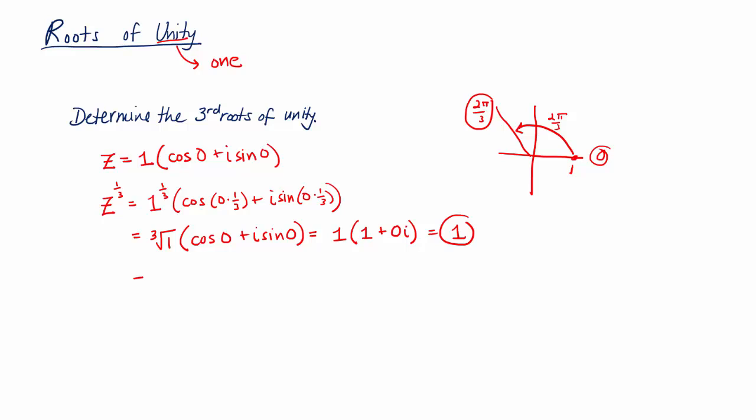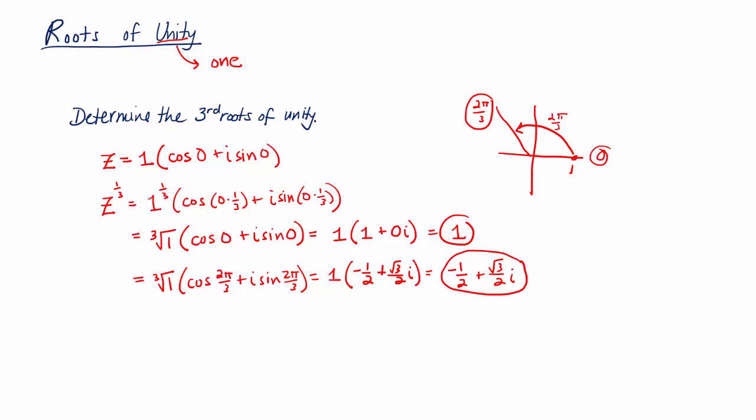Let's write that down. Cube root of 1 times the cosine 2 pi over 3, plus i sine 2 pi over 3. So let's go into a plus bi form. We get 1 times cosine of 2 pi over 3, we just said that that was -1/2. And then we're going to get positive root 3 over 2 for the sine. So our second answer is -1/2 plus root 3 over 2 i.